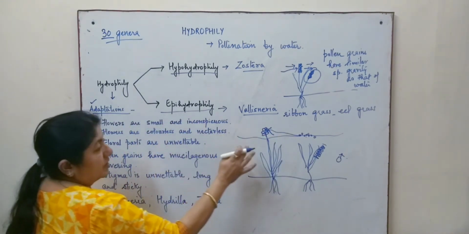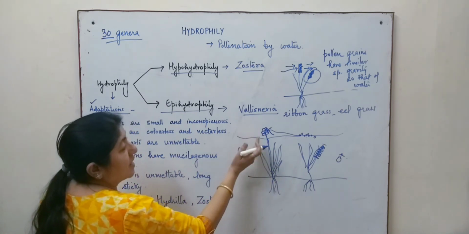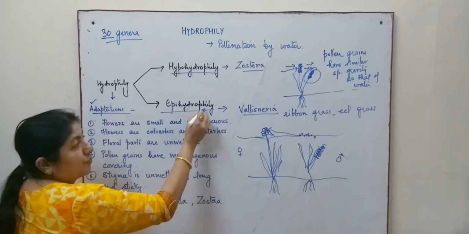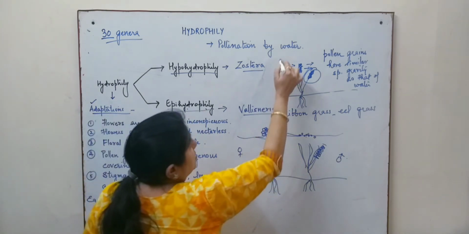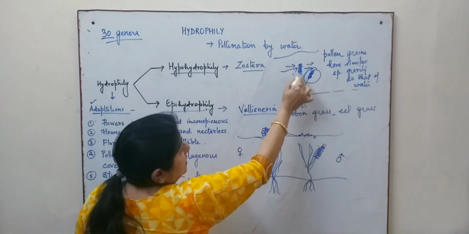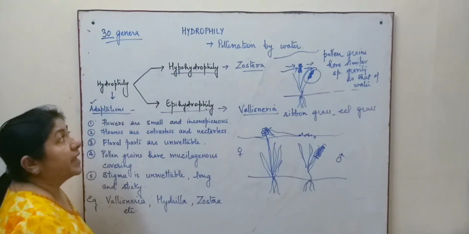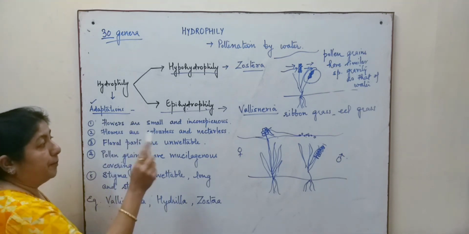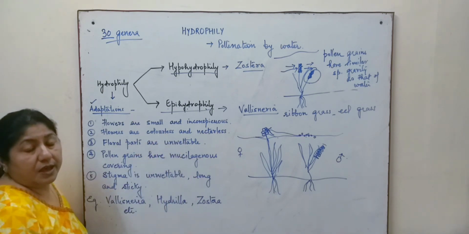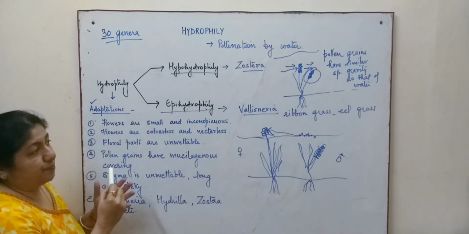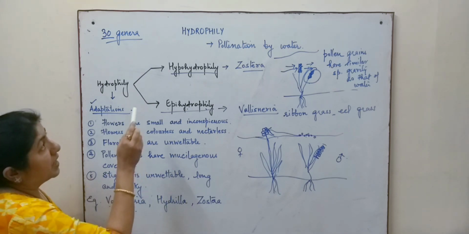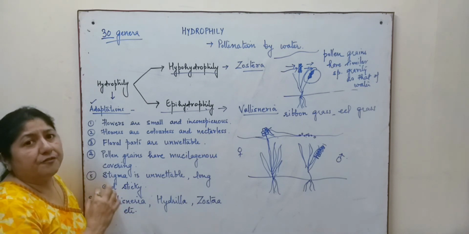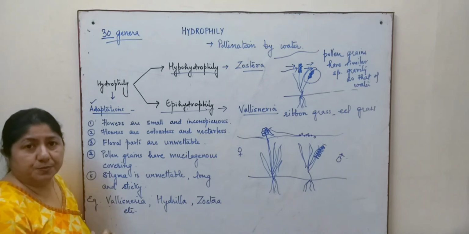Since here the pollination is taking place at the surface of the water, we call it epihydrophily. And since the pollination is completely taking place within the water body, it is known as hypohydrophily. As you can see, the adaptations are such as to bring about effective pollination. However, hydrophily is followed by very few genera of plant species. Thank you.